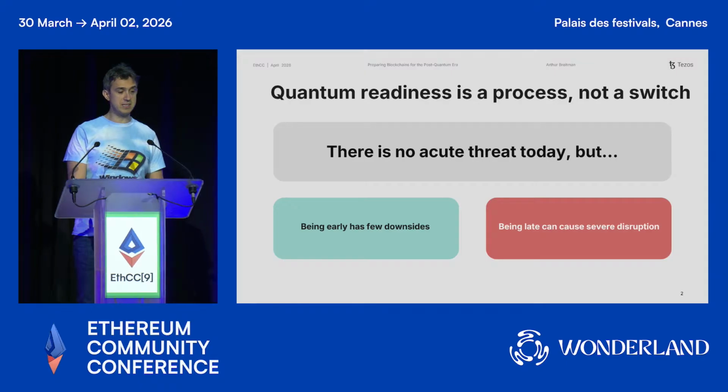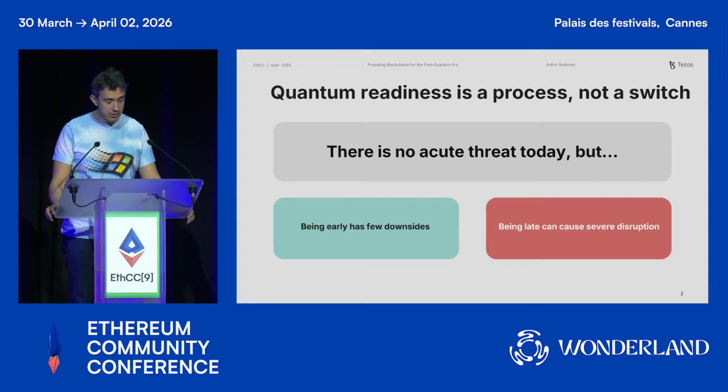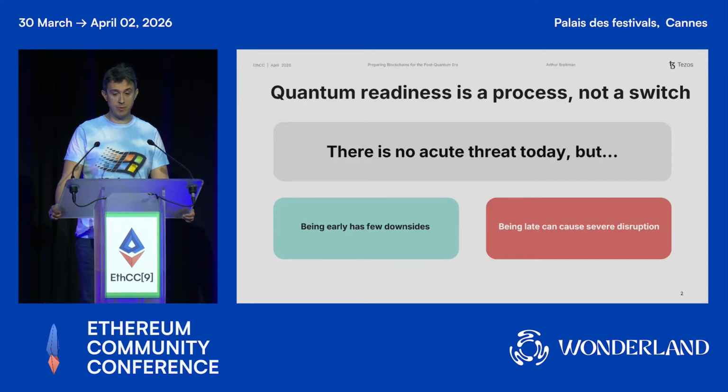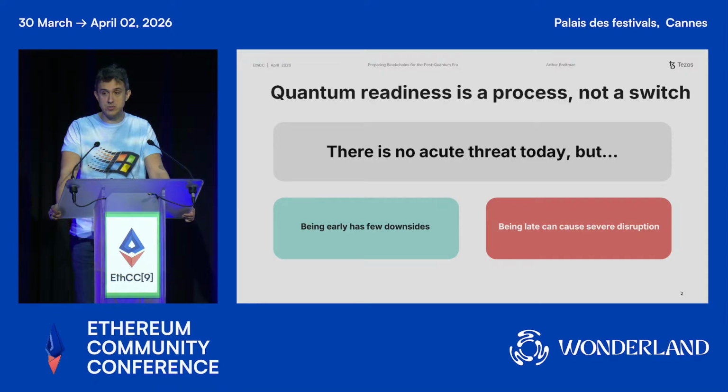So the main message, I'm going to give you my conclusion in the first slide, which is that quantum readiness is a process, not a switch. It's a process that takes time, which is why you should start now. The urgency doesn't come from the fact that tomorrow we're going to wake up and elliptic curve signatures are going to be broken, but you need time for your users. So yes, I would like to emphasize that I don't think there's an acute threat today, but the date at which there will be an acute threat comes closer and closer every day.